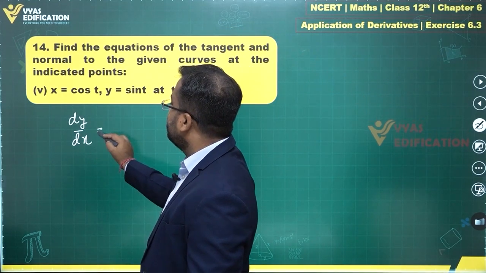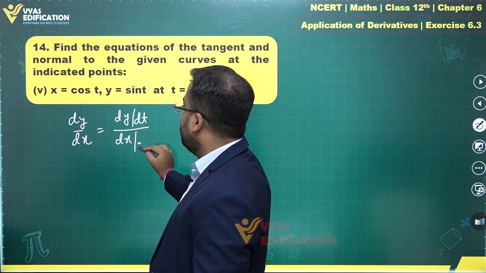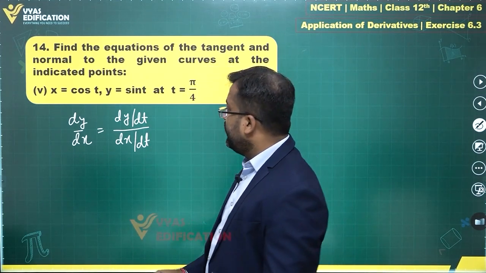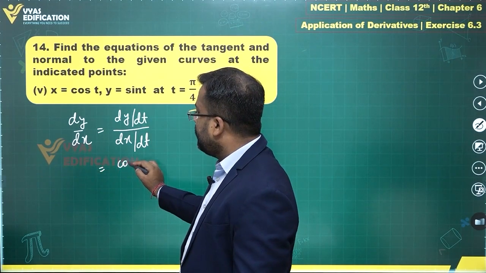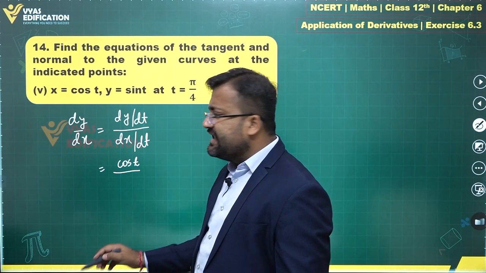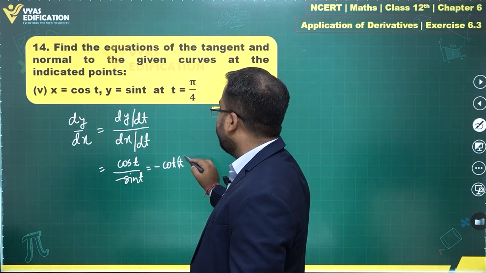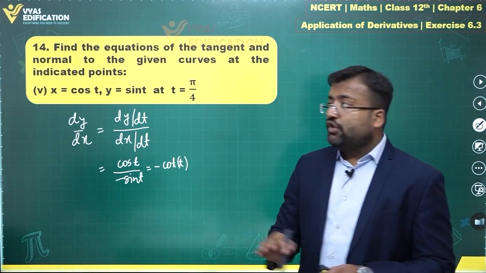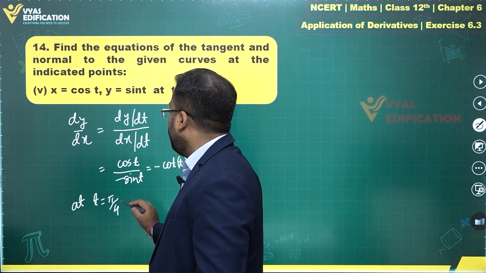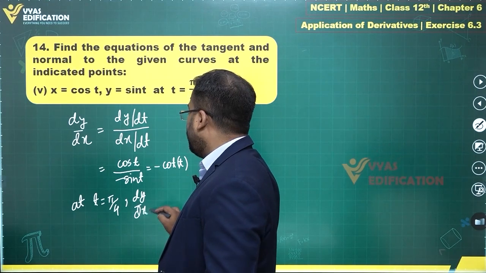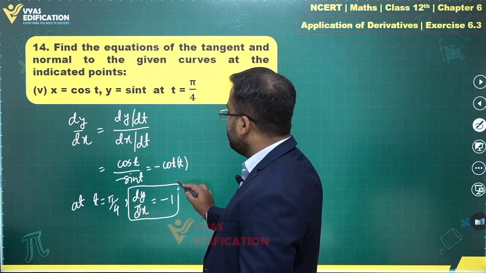Now dy by dx in terms of a parameter, when the values are given, will have to be found by taking the derivative with respect to t, so dy by dt upon dx by dt. What is dy by dt? Derivative of y with respect to t, sin t, whose derivative is simply cos t. Derivative of cos t is minus sin t, and this becomes minus cot t. Is that okay? Yes. At t equals pi by 4, what does this become? At t equals pi by 4, dy by dx will be equal to what? Cot pi by 4 is 1, therefore this will be equal to minus 1. That's the first thing that you note.